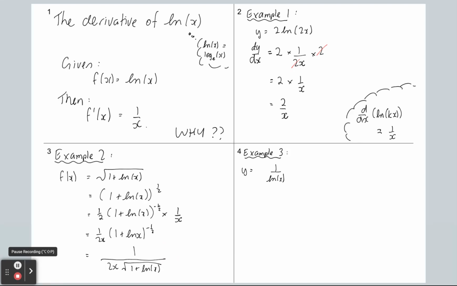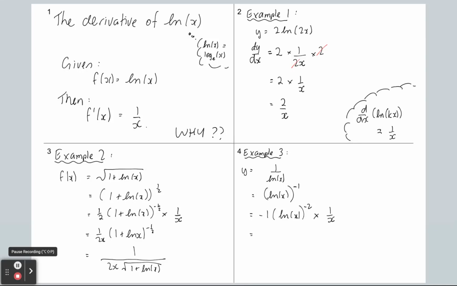Okay, next one. y is equal to 1 over ln x. Well, again, we can't solve this directly using the techniques we've covered so far. We've got 1 over, so it's not in the right format. So we are going to use our classic trick of bringing it up to the top and raising it to the power of negative 1. Now that we've got that, we're going to use the chain rule again to bring the negative 1 down, and we keep the inside the same. Subtract 1 from the power to make it negative 2, and then I find the derivative of the inside, which is ln x, which becomes 1 on x.